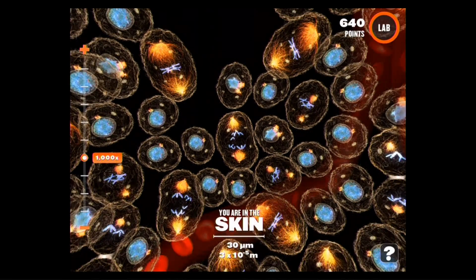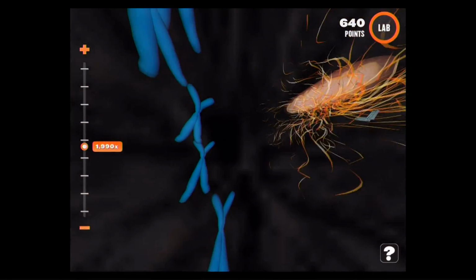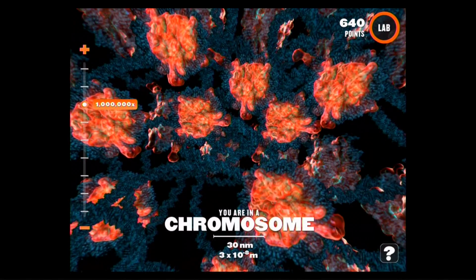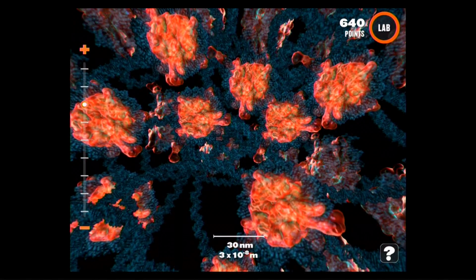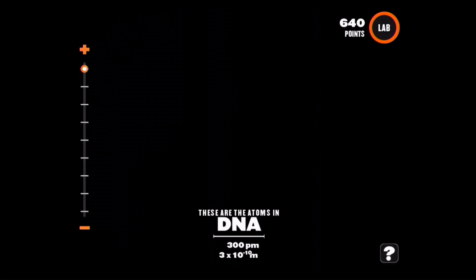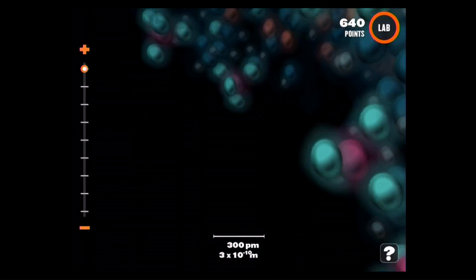Trying to zoom into a chromosome. There we go. And you can zoom into a chromosome, okay? And so you can see the structure of a chromosome. And you can keep zooming in till you get your good old deoxyribonucleic acid.